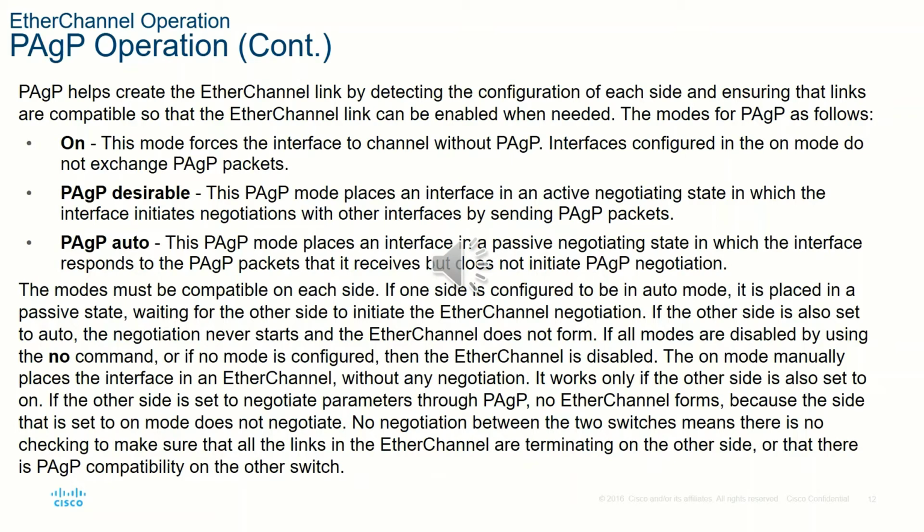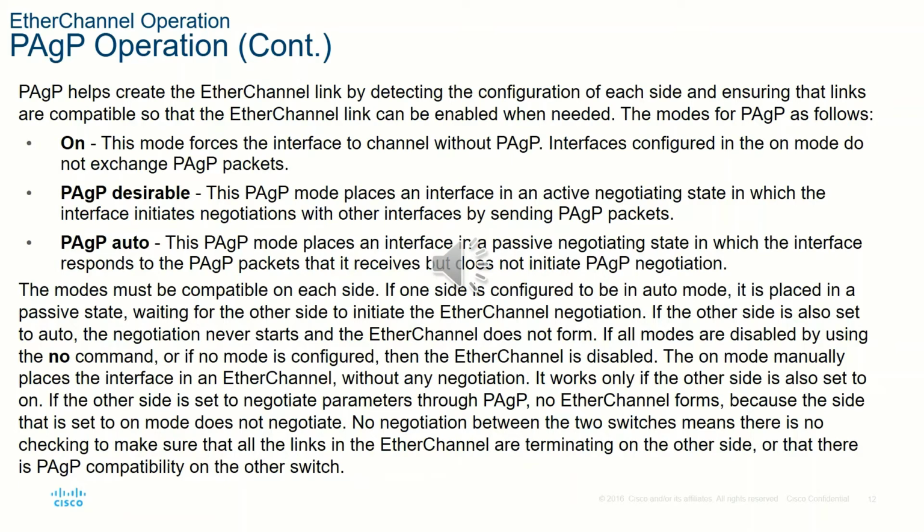So switch A and switch B will wait for the PAgP packet. Switch A does not send any PAgP packet to switch B. Switch B also does not send any PAgP packet to switch A. So both switches do not receive any negotiation packets. So the EtherChannel will not be formed.